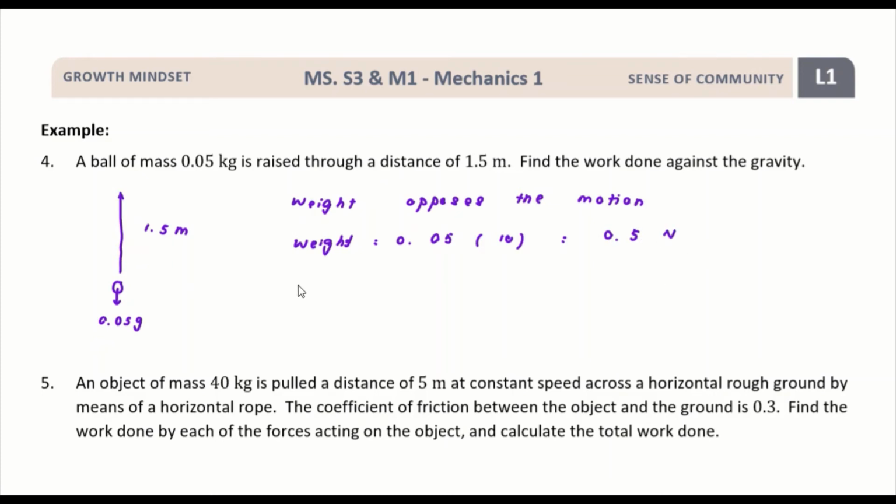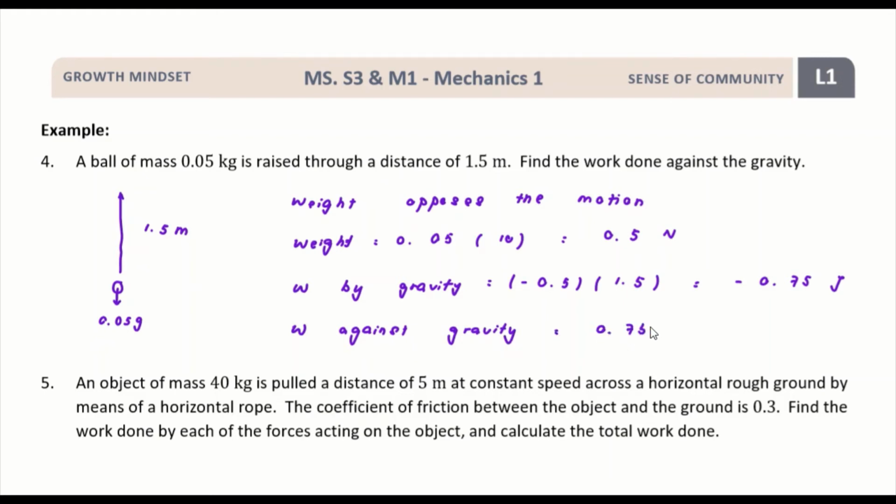Okay, so when you have this kind of question, just assume that it's the same thing like how you do the work done by the gravity. So the work done by the gravity, because the force is in the negative direction, it's opposing the motion, right? So that's why it's negative 0.5, and the total distance here is 1.5. So from here we can get negative 0.75. Since the question asks for the work done against, right? So the work done against the gravity will be negative negative, so that's going to give us positive 0.75 joules. Okay, so I hope that you can get this very simple idea.